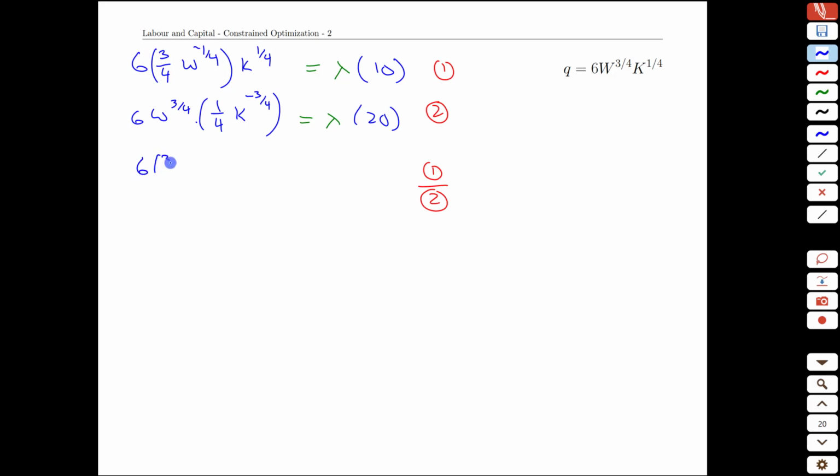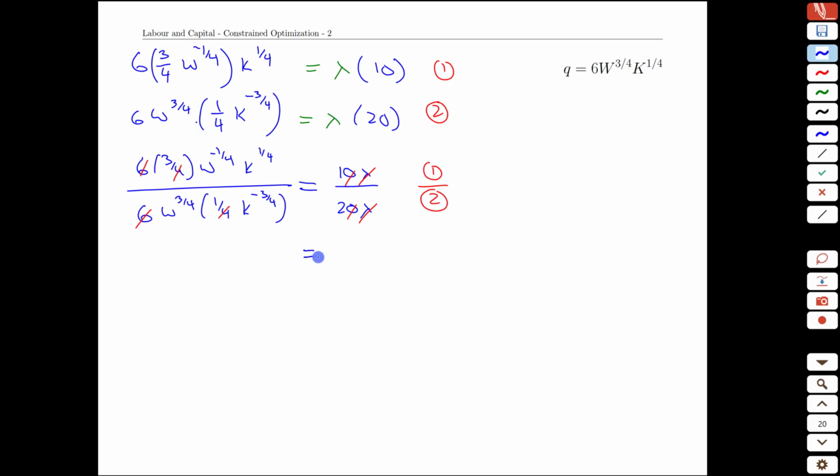We have 6 times 3/4, W to the -1/4, K to the 1/4, all over 6 times 1/4, W to the 3/4, K to the -3/4. That is equal to 10 lambda over 20 lambda. And there's now a ton of cancellation that we can do. The lambdas go away, the 10 and the 20 actually become 10 and 2, the 6 cancels, the quarters go away, and then we can start doing a little bit of tidying here.